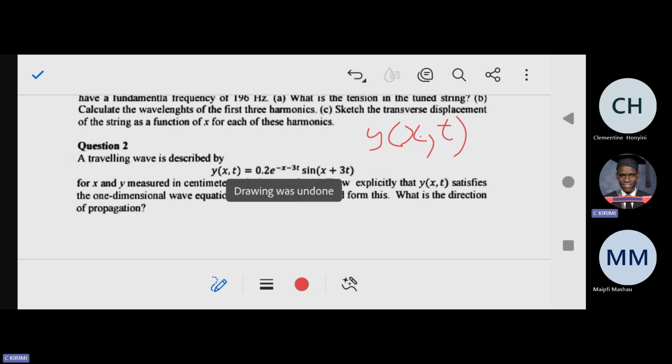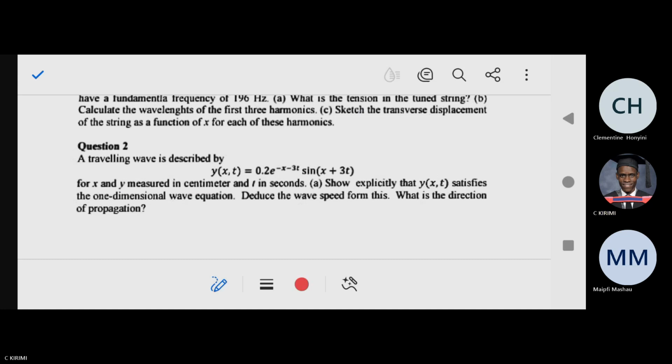So first you must know the definition of the one-dimensional wave equation. What are the characteristics of the one-dimensional wave equation so that it can be satisfied? That is point number 1. Then deduce the wave speed from this. What is the direction of propagation? So what is the direction?